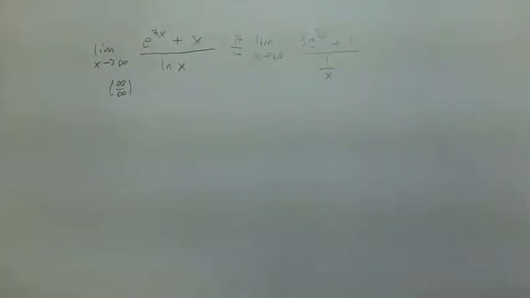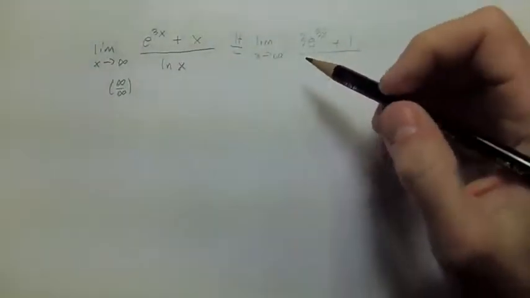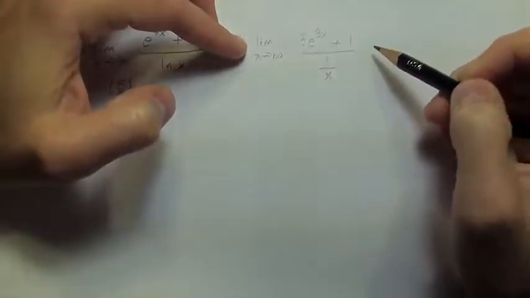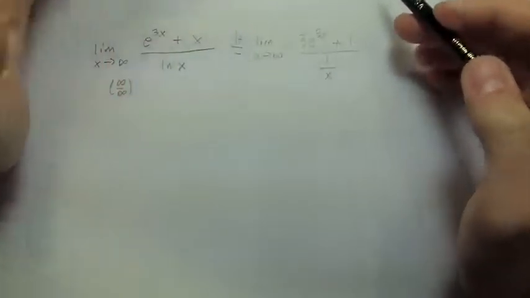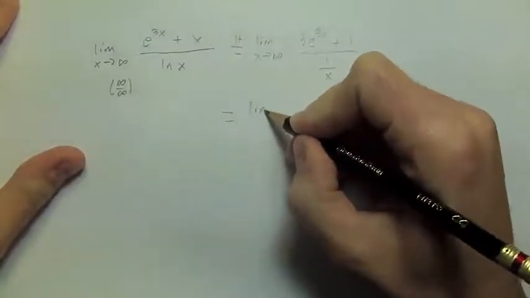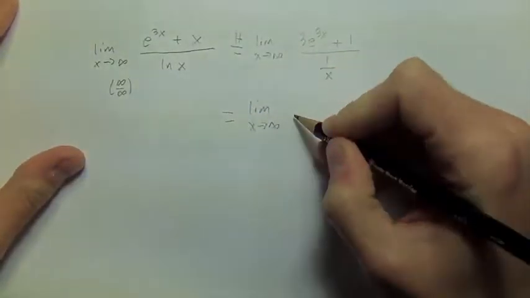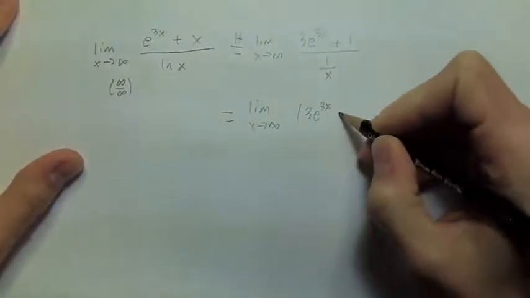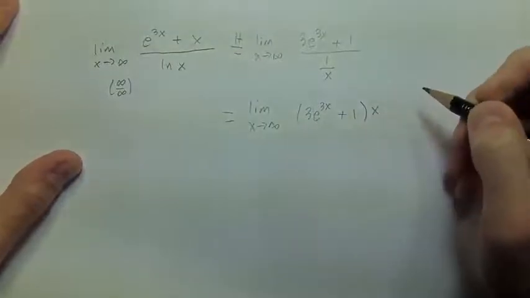over x. Okay, now you could start trying to look at what's going on, because as x goes to infinity, the denominator goes to 0. Numerator goes to infinity, infinity over 0. That's not as easy to deal with as if you just simplify this, right? You're dividing by a fraction, so you can invert and multiply. This is the limit as x goes to infinity of 3 e to the 3x plus 1 times x.